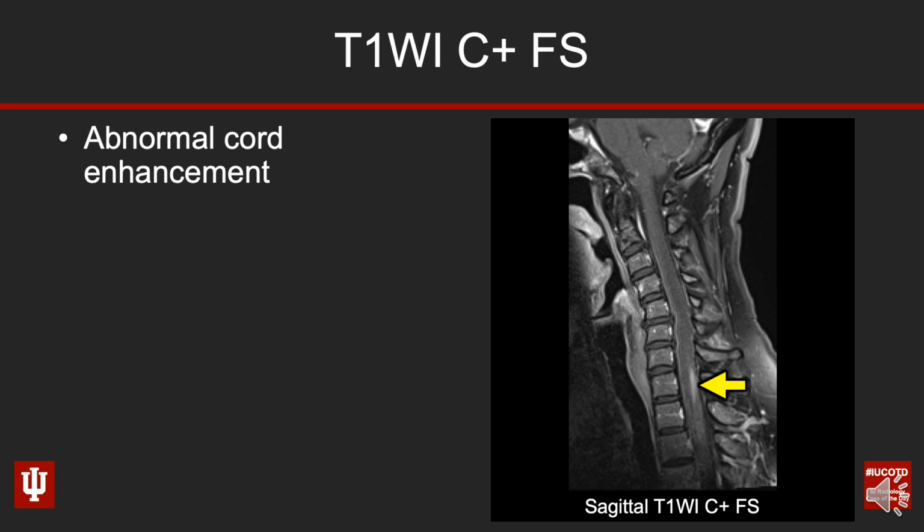On the post-contrast fat-saturated sequence, we can see that there's abnormal cord enhancement, denoted here by the yellow arrows. This is a bit patchy, it's segmental, and it involves the dorsal cord for the most part.